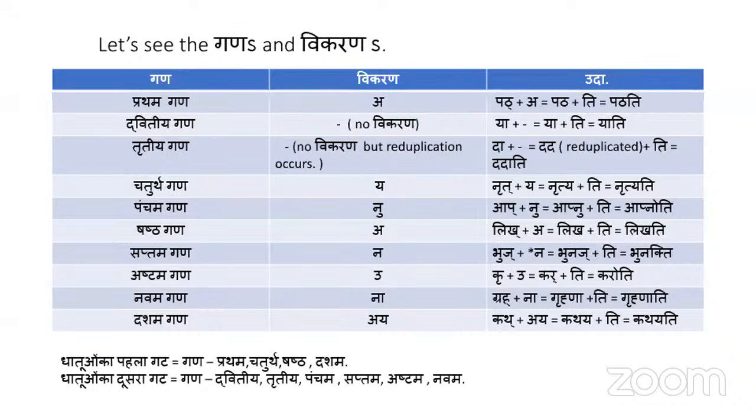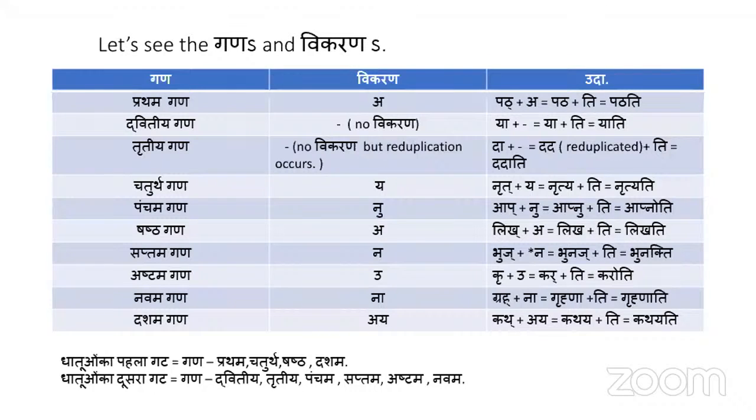Next is panchamgan. For panchamgan, the vikaran is nu. The example for this panchamgan is root ap. Ap means to get. So ap plus nu. See here again, p in ap is halanta. So after adding nu to ap, we get apnu as anga. And after adding the ending ti, it becomes apnoti. This change, apnoti, or the o matra for nu, is due to the sandhi rule.